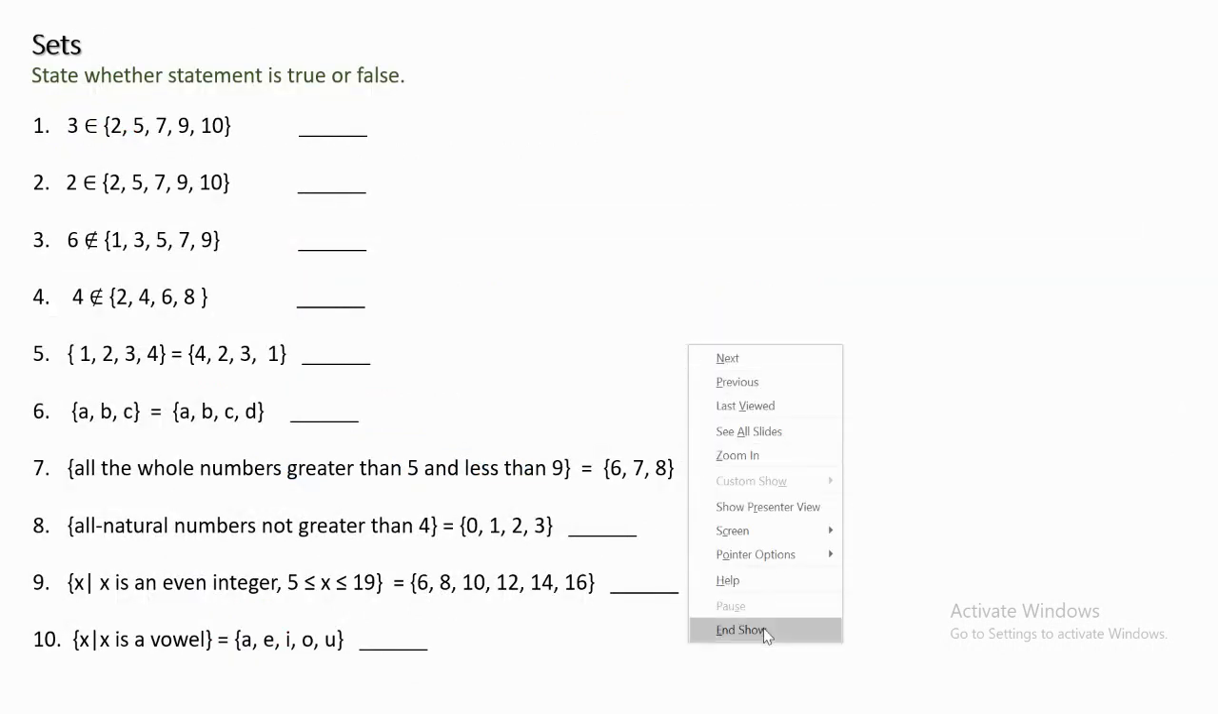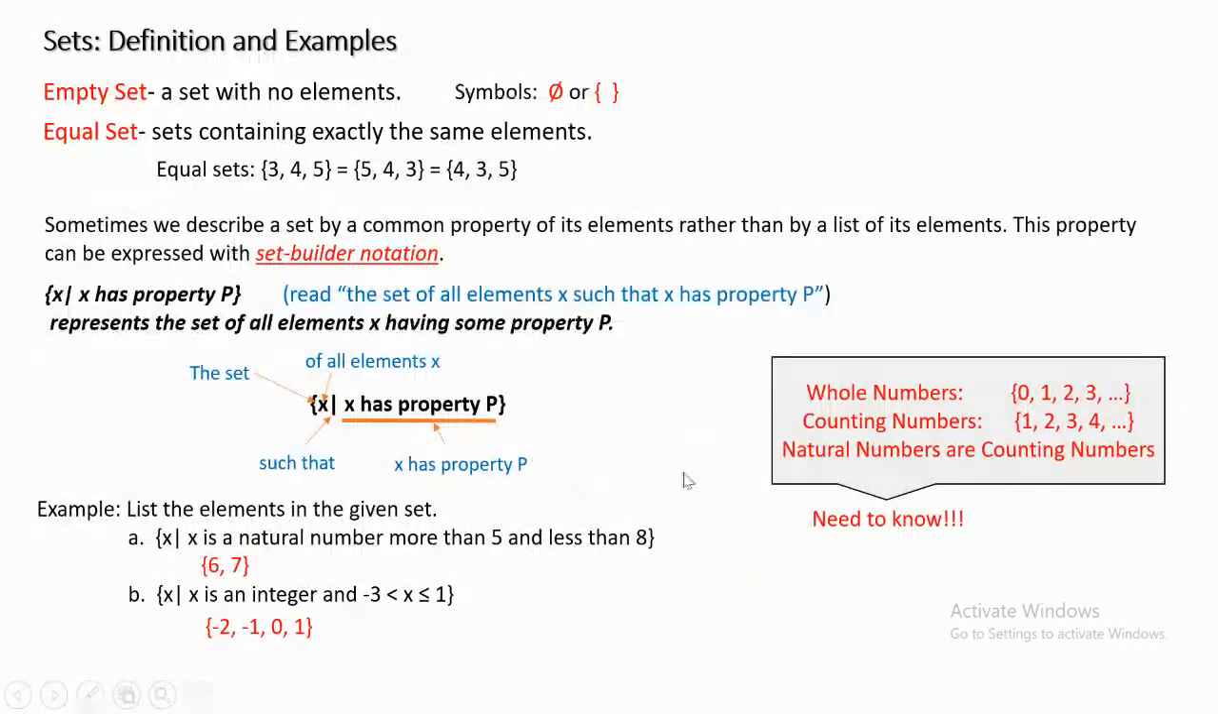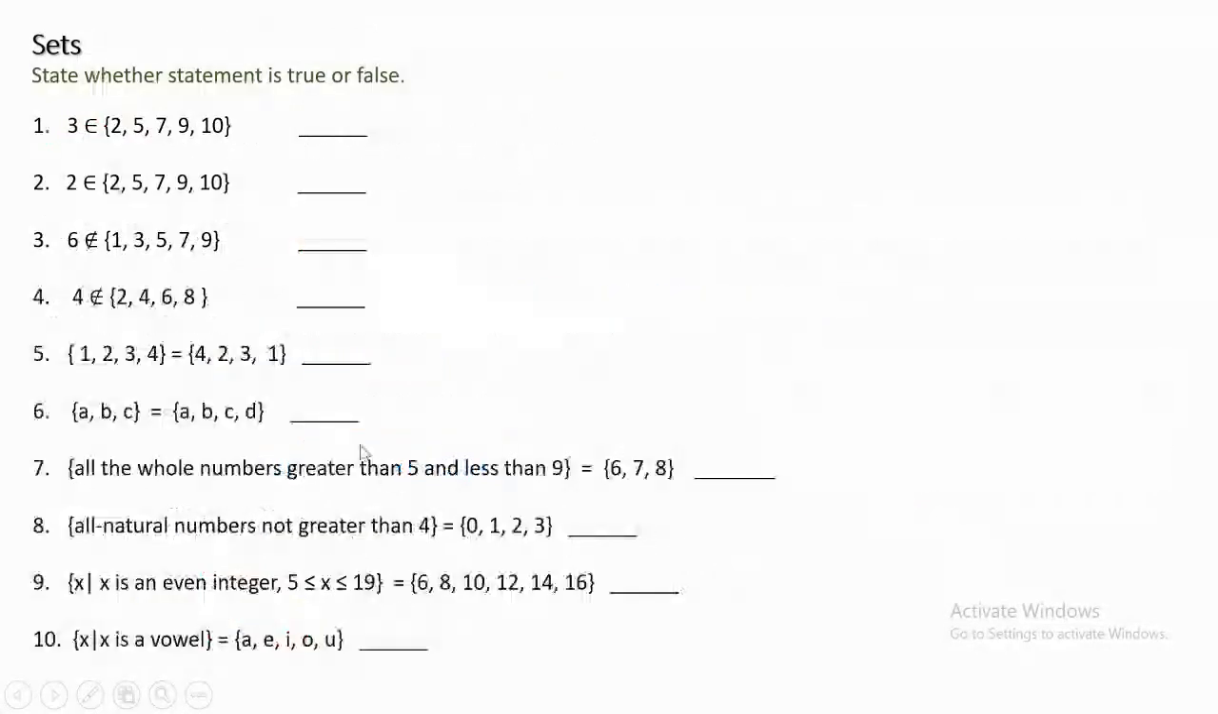Okay, let me go back to the previous slide here real quick. Hey guys, all these right here are things that you have to know. Everything that you can read, right? Like all the definitions of sets, empty sets, and all that stuff, you have to know that. Okay, now these are the sets. State whether the statement is true or false. And I believe I got these from the actual homework from the book.